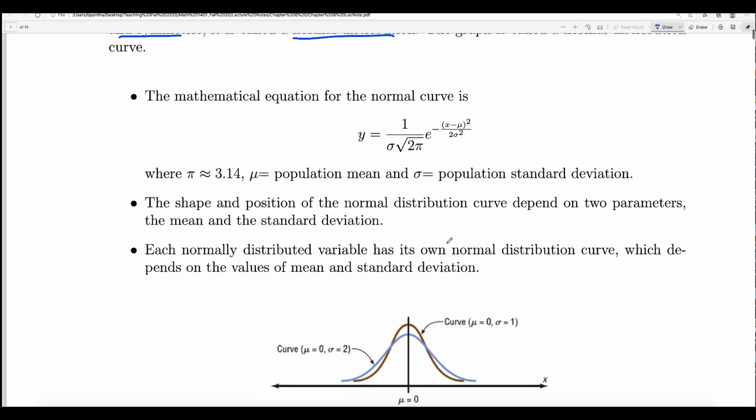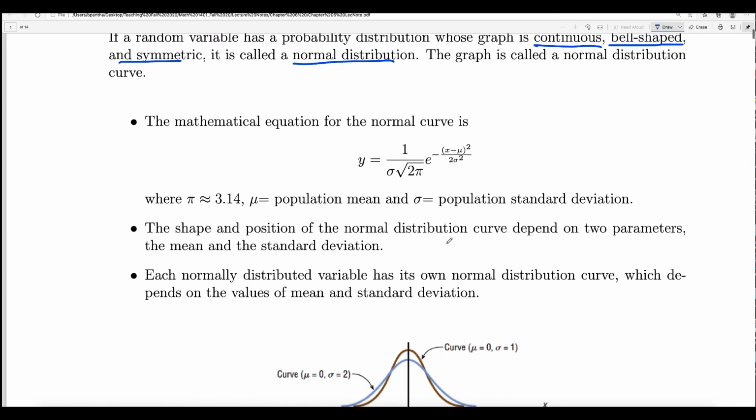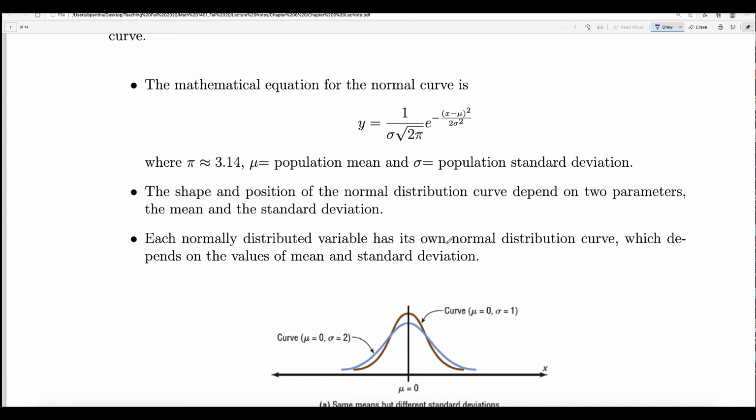Okay, but no worries about the equation. We don't do anything in this class about the equation here. Okay, the shape and the position of a normal distribution curve depends on two parameters: the mean, which we denote by mu, and the standard deviation, which we denote by sigma. Each normally distributed variable has its own normal distribution curve, which depends on the values of the mean and the standard deviation.